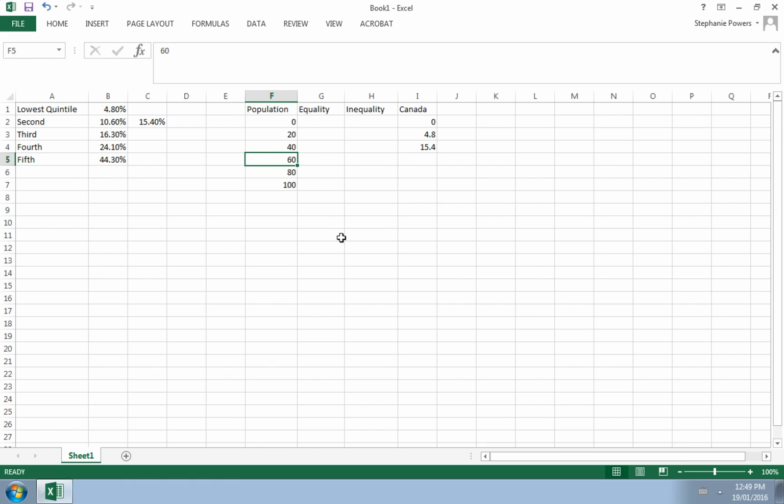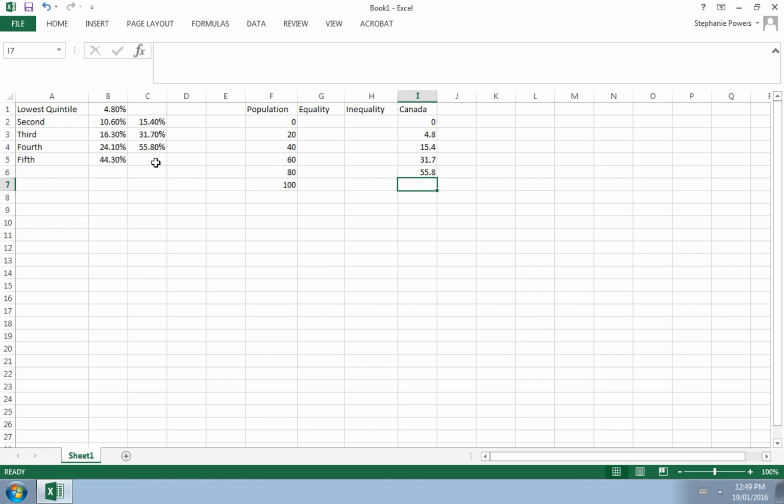To find 60% of the population, we would take the lowest quintile, that's the first 20%. Then we add the second quintile, that's the next 20%. And then we add the third quintile, the next 20%. So 60% of the population has 31.7% of the income in Canada. To find 80% of the population, we need to add the first 20 plus the second 20 plus the third 20 plus the fourth 20. So 80% of the population has 55.8% of the income in Canada.